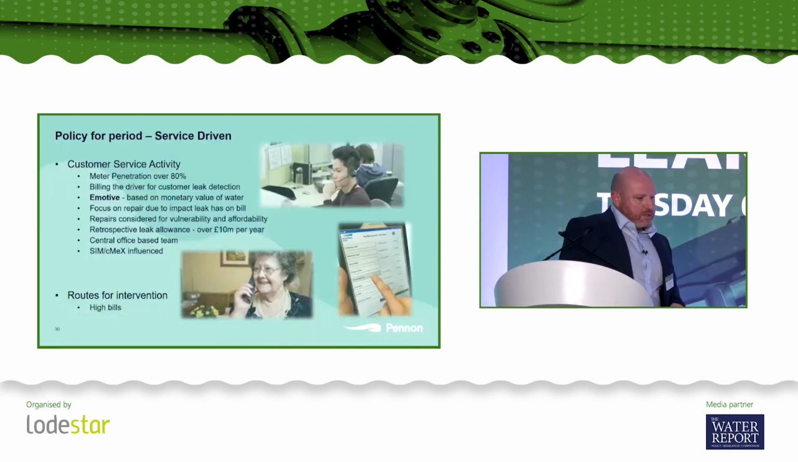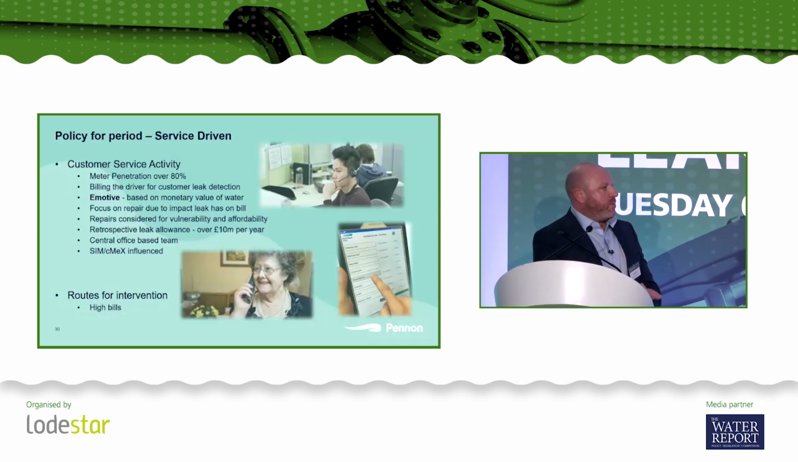If we start with the policy for the period when we were customer service driven, we had a high meter penetration rate of over 80%. So the bill was really the driving force for a customer to be aware they've got a customer leak. That was almost our method of leak detection, a bill hitting the customer's doorstep. It's a motive for the customer, it's not a nice thing for them to go through. A lot of this was based on the monetary value of that bill rather than the leakage itself. Again, the focus of repair is because of the bill.